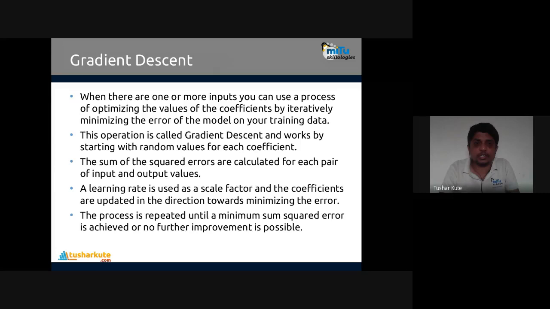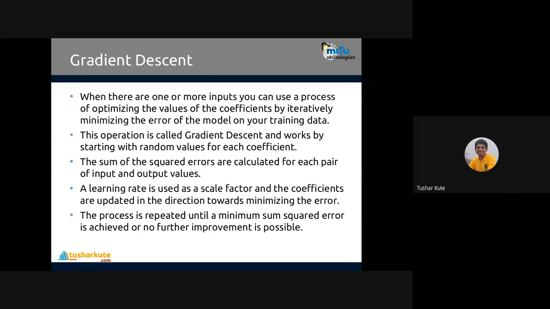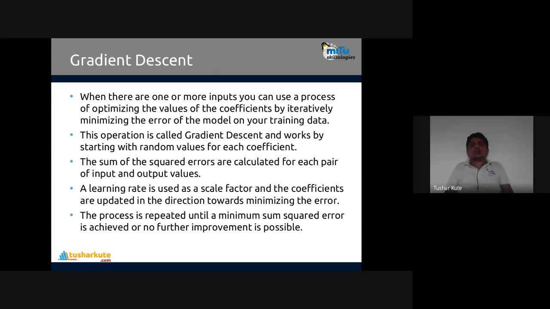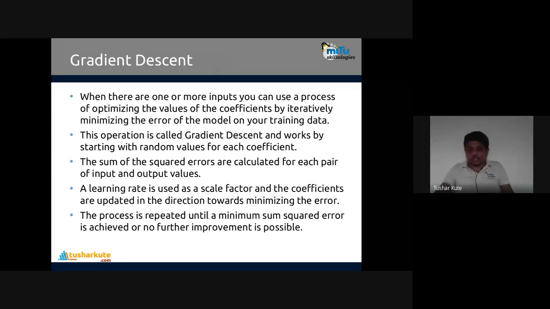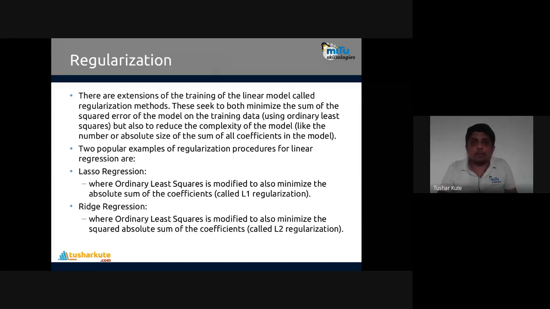One more is called gradient descent, which is another extension to linear modeling. When there are one or more inputs, it is a process of optimizing the values of the coefficients by iteratively minimizing the error of the model on your training data. This operation is called the gradient descent algorithm. Here, the sum of squared errors is calculated for each pair of input and output values, and here also we try to minimize the error as much as possible. The gradient descent algorithm is not used much. General linear regression and OLS, ordinary least squares regression, are very commonly used in this system.